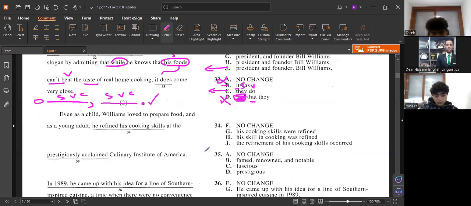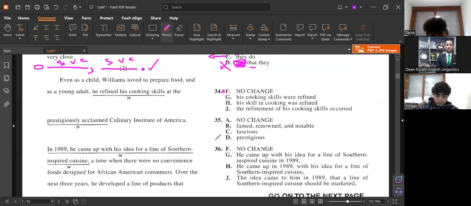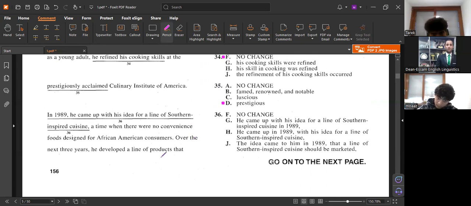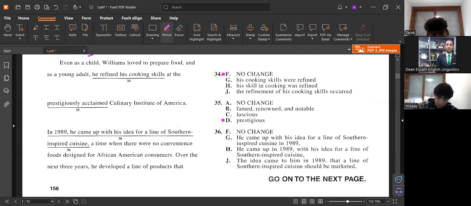That's one. Now 34, what's yours? For 34, I put F. And 34, it's F, correct. 35. 35, I put D. 35, and it's letter D, correct. 36. I put F. Letter F, wrong.